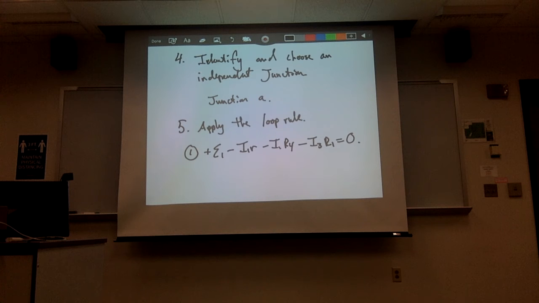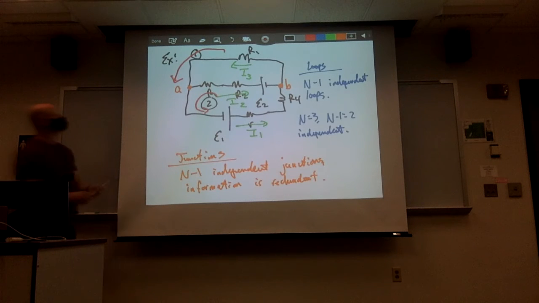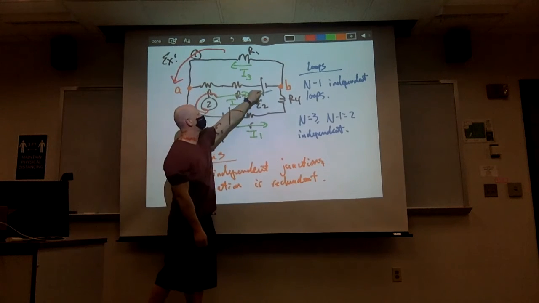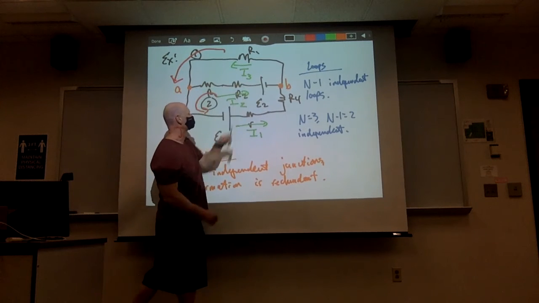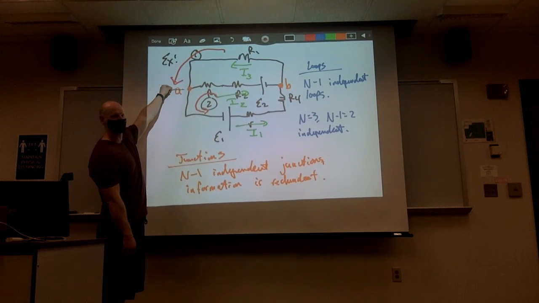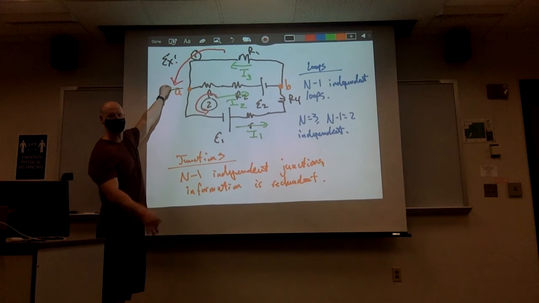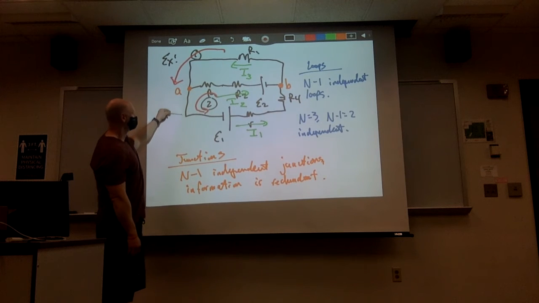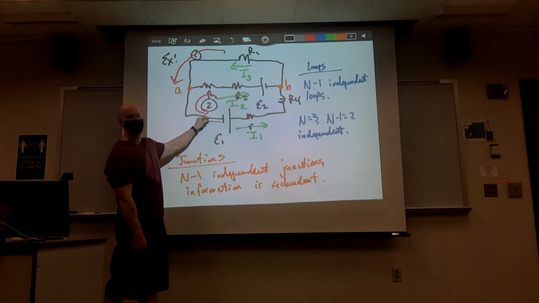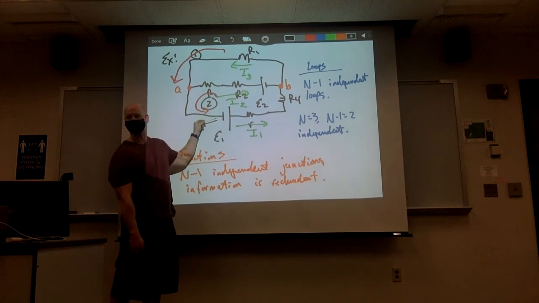So it's okay? Not too bad. Now let's look at loop number 2. So loop number 2, again, we're going to go through this bottom one. And we're going to go in, again, the counterclockwise direction. So I'm going to start off at the same point. I'm going to start off at junction A. Do the same thing again. I'm going to go through junction A, come down through here. First thing I run into is the battery. I'm going from the negative to the positive. So is that positive or negative?